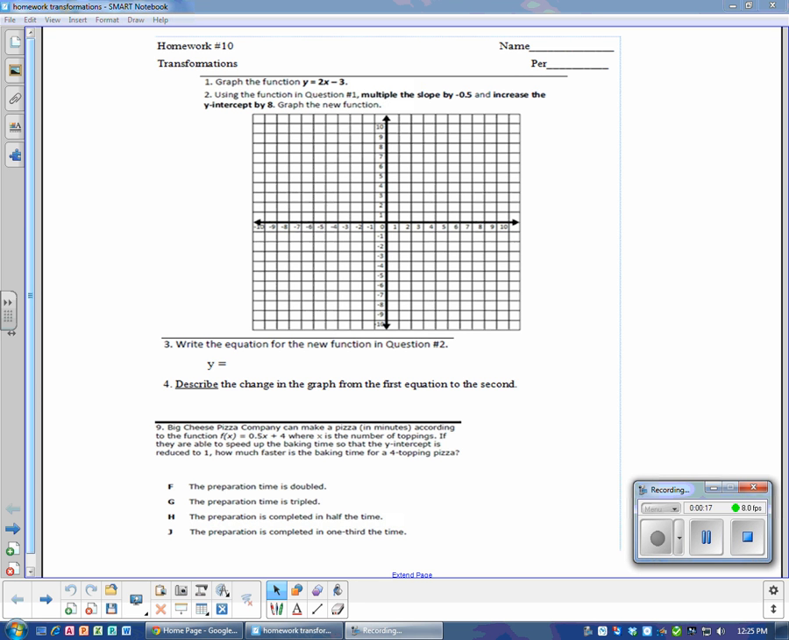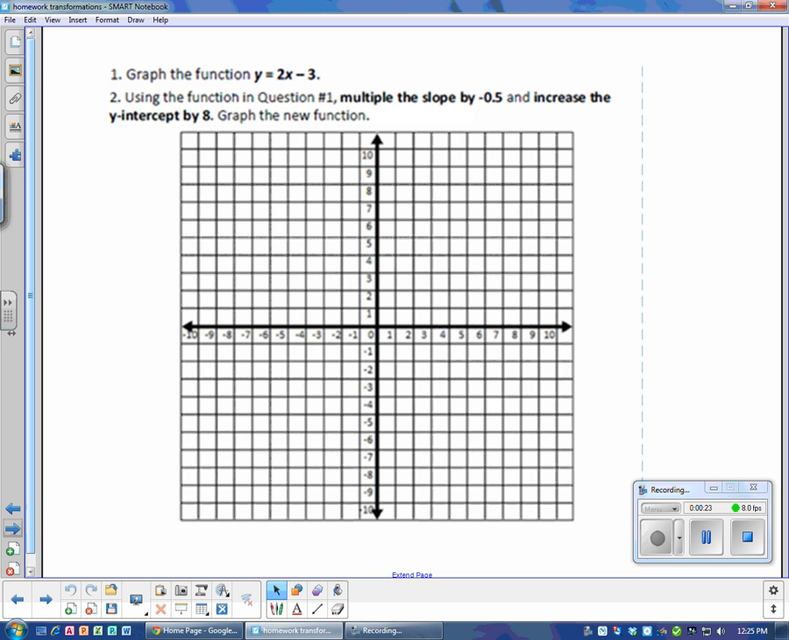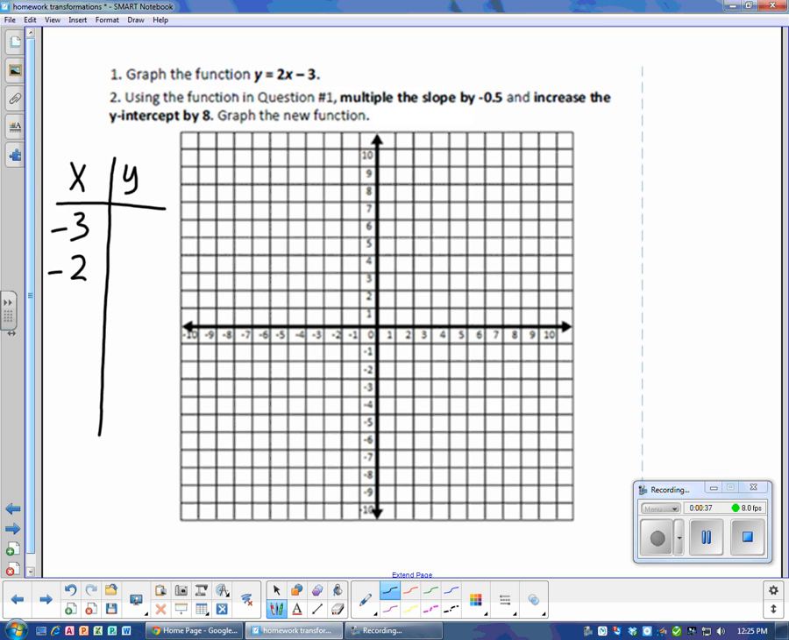Homework number 10 is over transformations. This is what your worksheet should look like. So let's go ahead and get started. Number 1 says for us to graph the function y equals 2x minus 3. So what I like to do is set up a table, my x and my y values. I'm going to go from -3, -2, -1, 0, 1, 2, and 3.